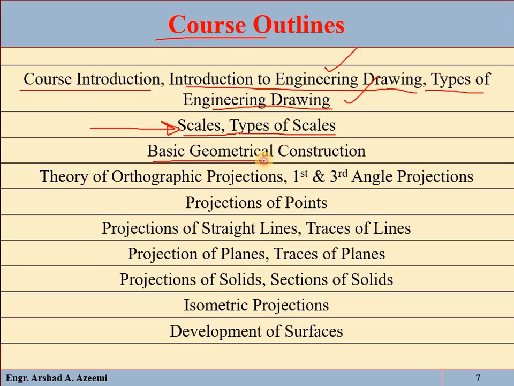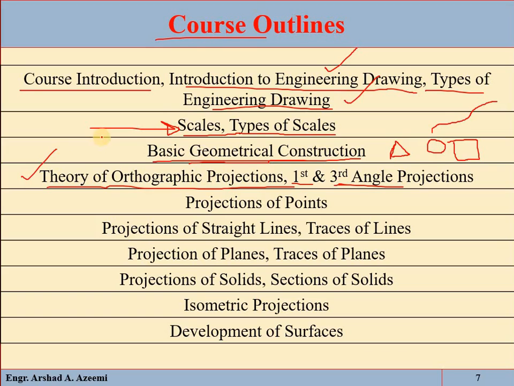Then we will have the basic geometrical construction, in which we will discuss the different shapes. For example, how you will technically draw a triangle, a circle or a square, and how you will draw a type of curve. We have different types of geometrical construction, so we will discuss the technical methods. Then we will have the theory of orthographic projection. We have two types of projection, first angle projection and third angle projection, and we will discuss orthographic projection in detail.